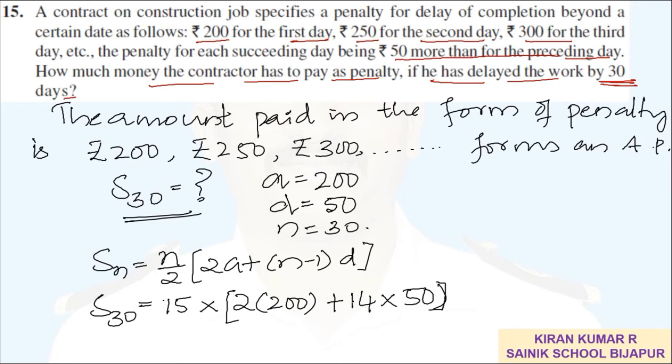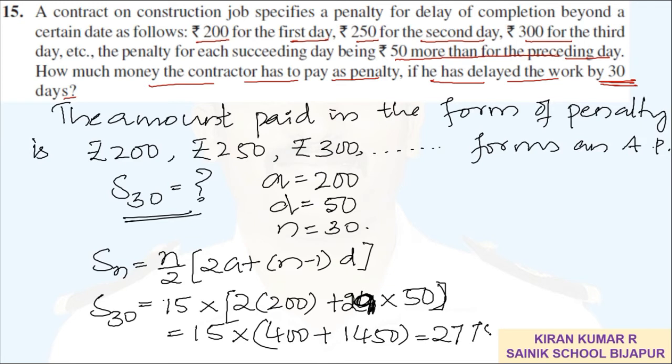No, it is not 14, it is 29, isn't it? Yes, it is 29. So 29 times 50 added to 2 times 200. So we get 15 times 400 plus 29 multiplied by 50, which is 1450. Summing them and multiplying, we get 27,750. This will be the amount paid as penalty for delay of work by 30 days.